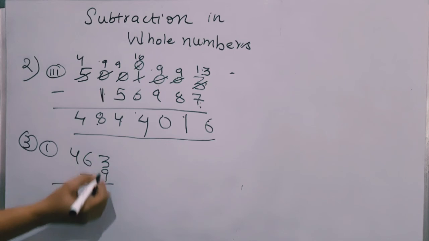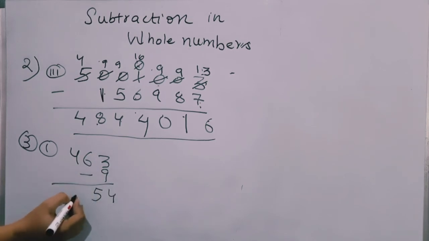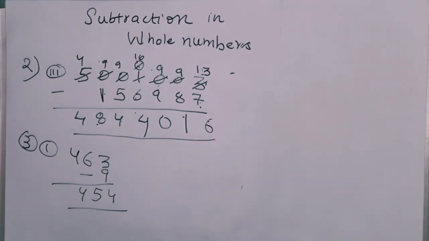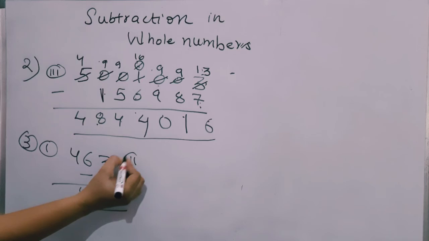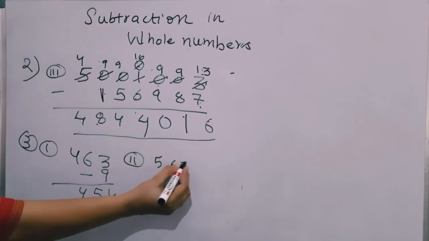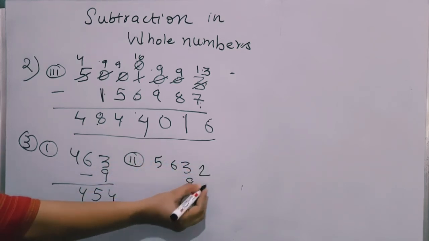Right, 13 - 9 is 4. Here it will be 5 and here it will be 4. So we have got 454 as the answer. Now there are some more differences given in this exercise. 5632 - 99. This is the second option. You have to do these in your classwork copy. आपको 99 सब्ट्रैक्ट करना है.